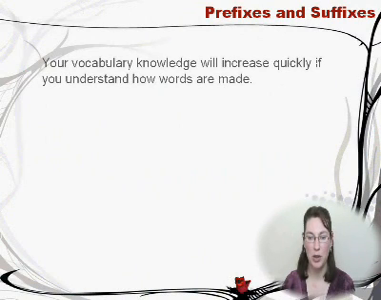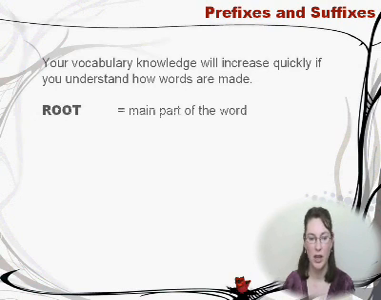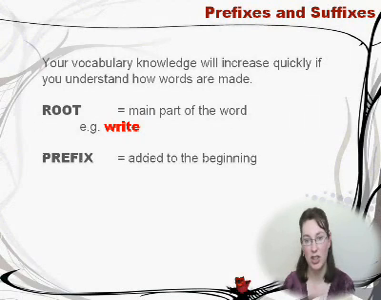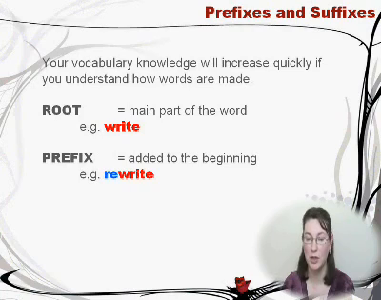Right, now your vocabulary knowledge will increase quickly if you understand how words are made. So let's have a look. First of all, you always have a root, which is the main part of the word. For example, write. Then you can also change this word by adding a prefix to the beginning, which would be rewrite. In this case, re means again, so it means to write again.